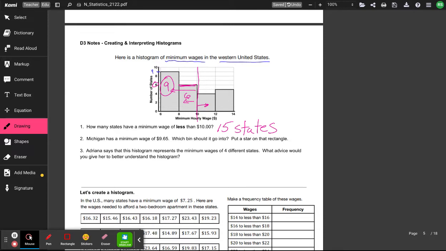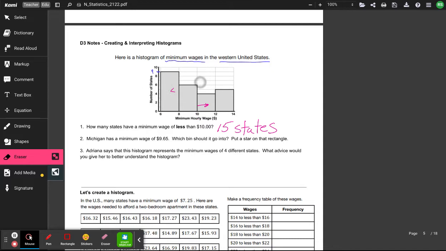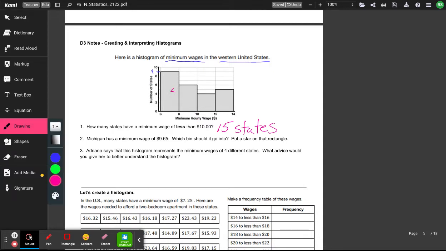Now, Michigan has a minimum wage of $9.65. Which bin would it go into? Put a star on that rectangle. So let me erase the drawings that I had here. Michigan has a minimum wage of $9.65. Well, that's less than $10. That's greater than $8. That would fit inside that bar there.